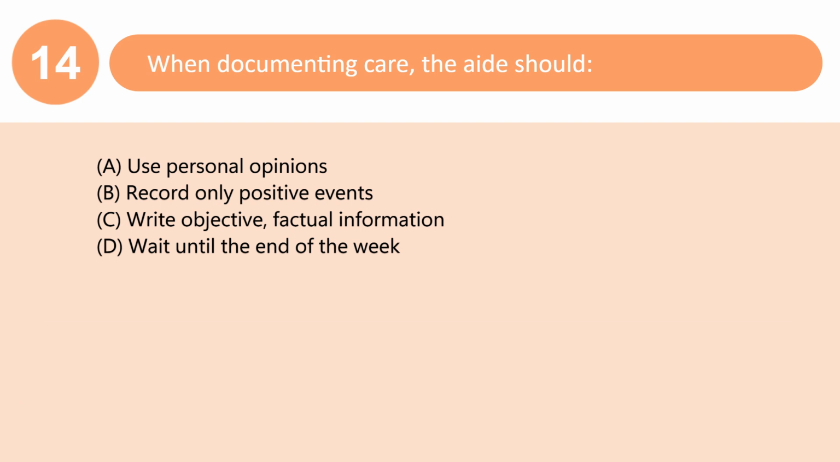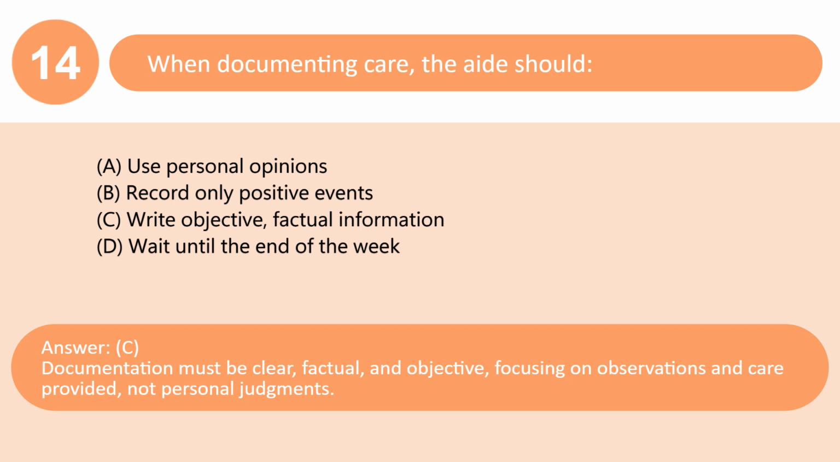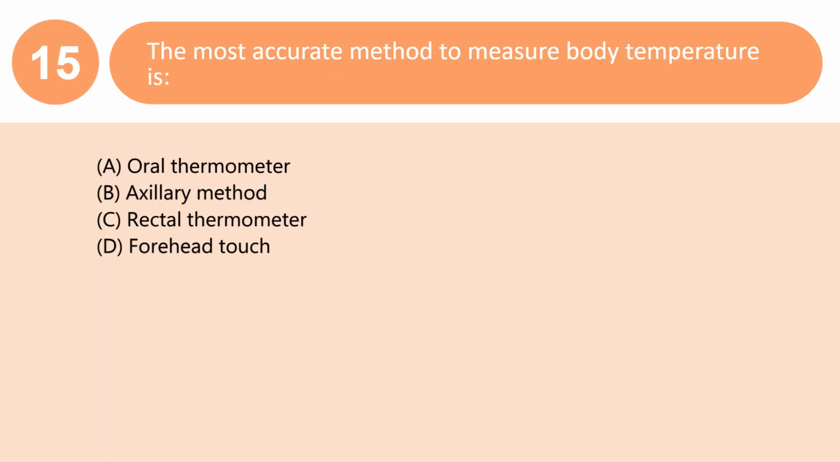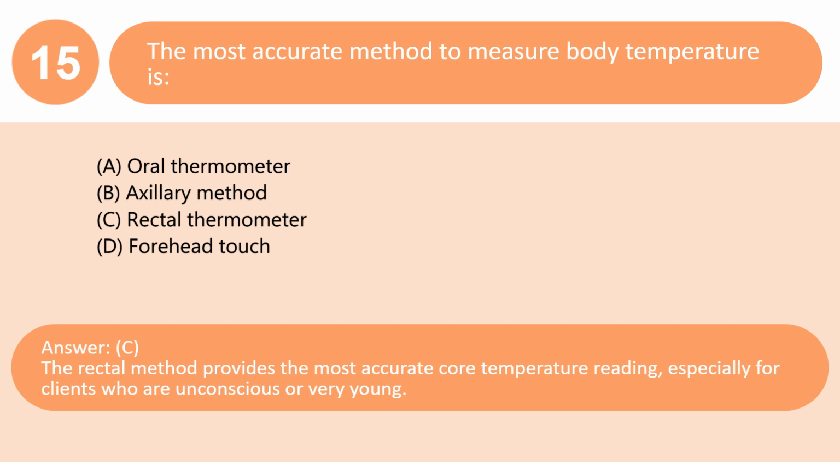Answer: C. Documentation must be clear, factual, and objective, focusing on observations and care provided, not personal judgments. The most accurate method to measure body temperature is: A. Oral thermometer. B. Axillary method. C. Rectal thermometer. D. Forehead touch. Answer: C. The rectal method provides the most accurate core temperature reading, especially for clients who are unconscious or very young.